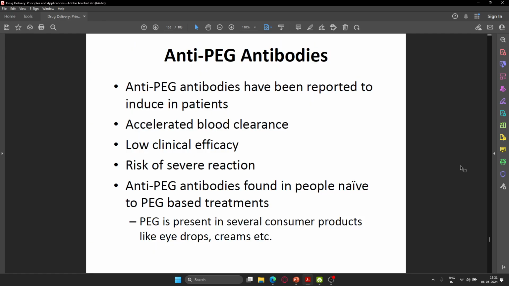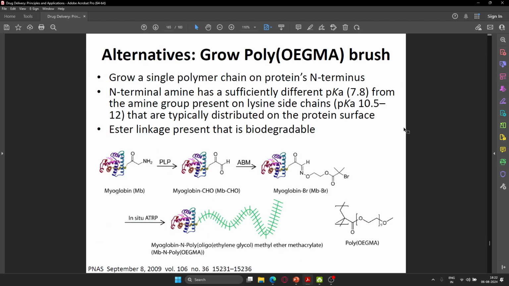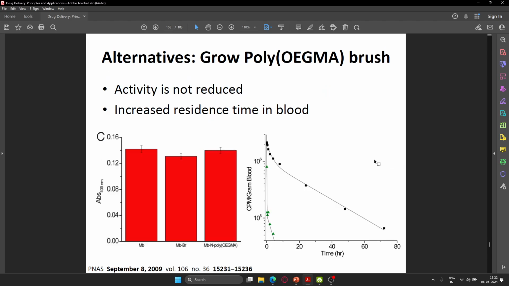That's PEG. There are reports of anti-PEG antibodies, however. Some people do generate anti-PEG antibodies. As you keep on using PEG, they're going to be more and more likely to neutralize it. So accelerated blood clearance, low clinical efficiency, risk of severe reactions, so on and so forth. Not only will subsequent uses of PEG decrease the efficacy of your biomaterial or nanoparticle or whatever you're using, but they could also have risk of severe reactions. There are several alternatives, one of the celebrated ones being polyoxazoline chains.